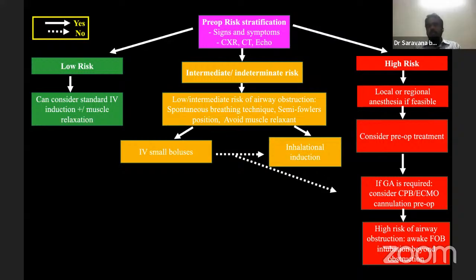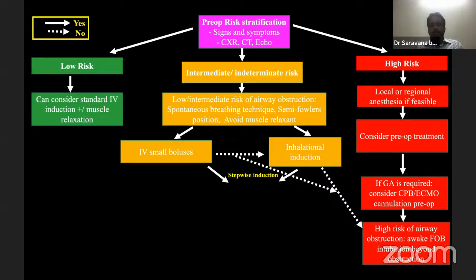You cannot subject the patient immediately to CPB or ECMO. It may need some time. So before that, you should maintain spontaneous ventilation, because if the patient crashes, going onto CPB and ECMO will take some 15 to 20 minutes even in expert hands. Till that time, you may have an anoxic brain injury or anything can happen. So always be careful when inducing this kind of subset of patients.